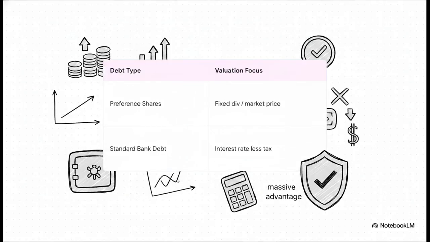Before we get into the heavy math, let's quickly tick off two very straightforward components you'll likely run into. For preference shares, the valuation focus is super simple. You just take the fixed dividend and divide it by the current market price. Easy. Then, for standard bank debt, think of a standard term loan, the cost is simply the straightforward interest rate, but you've got to remember to adjust it down for tax. Always remember, debt interest is tax deductible. That is a massive advantage for borrowing companies.